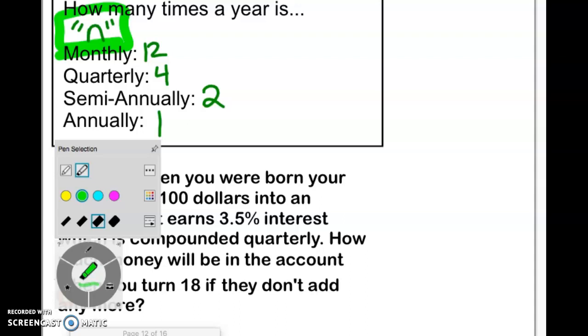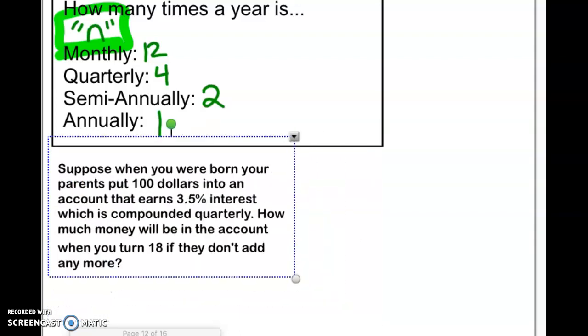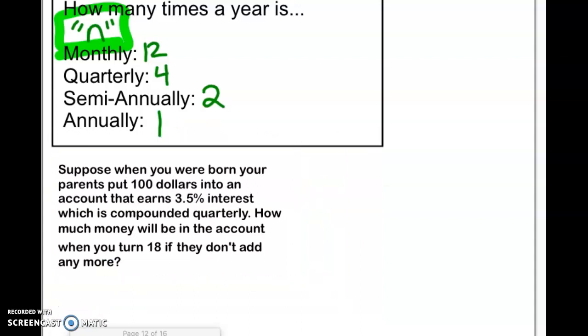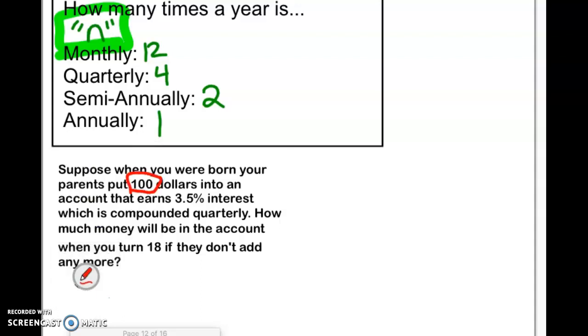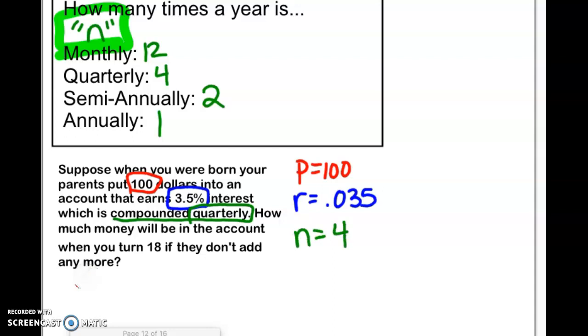Let's go through and take a look at this first example. We need a few pieces of information. We need our starting amount. So if we put $100 in, that's our start. So our P equals 100. Our rate is 3.5, so we're going to use 0.035. We want to look to see how much it's compounded. Compounded quarterly means our n is 4. And what is our time when you turn 18? So when you're born till when you turn 18, our time is going to be 18.